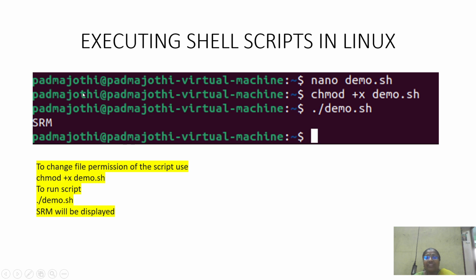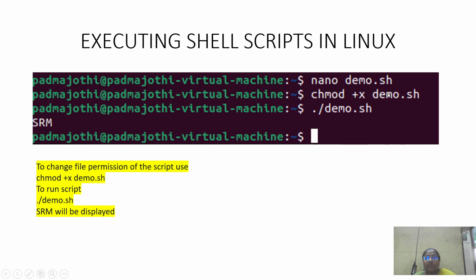Now you have to make the shell program executable. For that, the command you will be using is chmod. So chmod, and here you are using plus x. X means it should be executable. Here they have not mentioned it for the user. So chmod +x demo.sh. You are making the shell script executable.